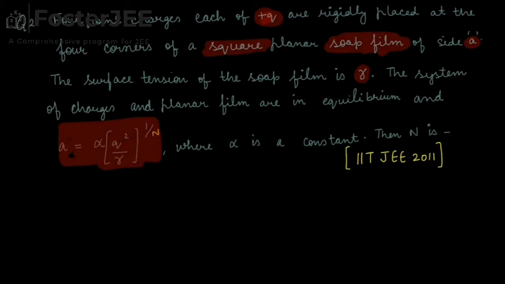Now, in this expression, we have this value n. We have to determine the value of n, and we are given that alpha is a constant. Now, this question is being taken by us from the IIT JEE 2011 paper.